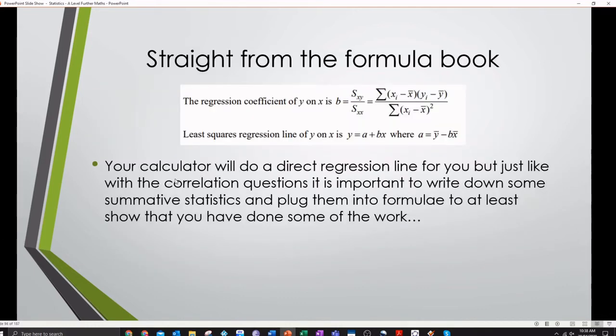The formula, straight from the formula book, so we're using Sxy and Sxx again. So the regression coefficient of y on x is b equals Sxy over Sxx, and the least squares regression line of y on x is y equals a plus bx, where a equals the mean of y minus b times the mean of x. Again, a reminder, because this is so important, your calculator can do it straight away, but these are usually detailed reasoning questions, so you will have to write some intermediary points in. Okay, on to examples.